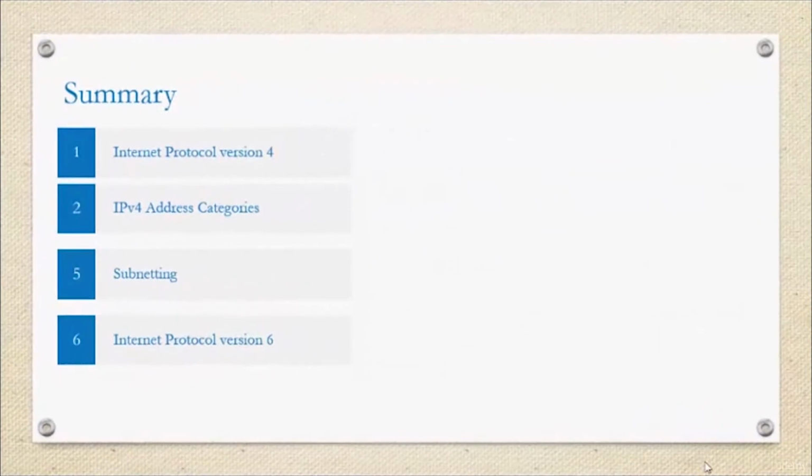All right, so that was the end of Module 6. Just a quick recap of our agenda here. We covered the Internet Protocol version 4, right? And we talked in detail about the address categories, right? We also discussed subnetting, which is separating a network into different subnetworks. And then we briefly discussed Internet Protocol version 6, okay?